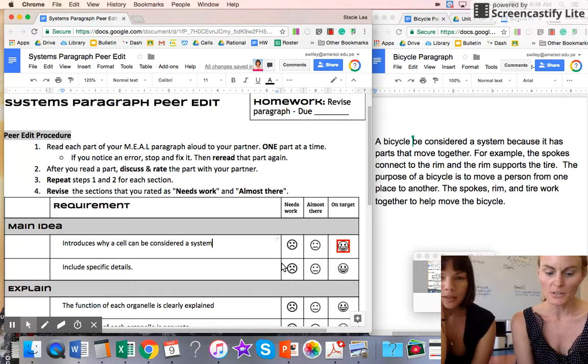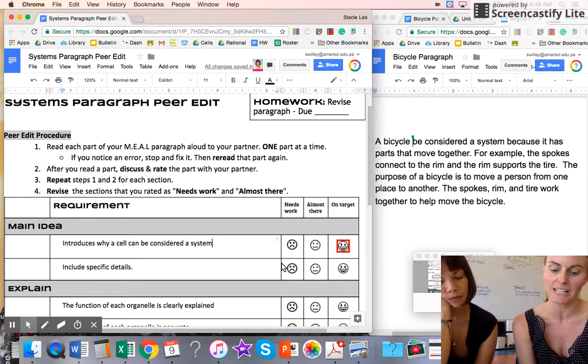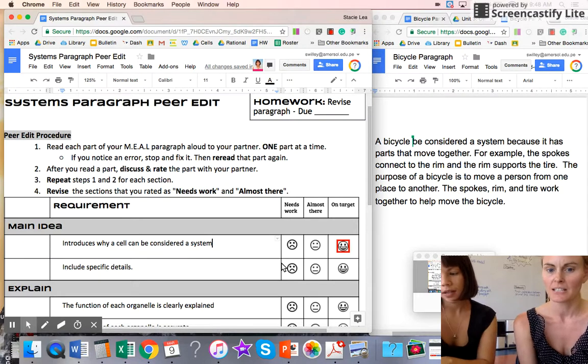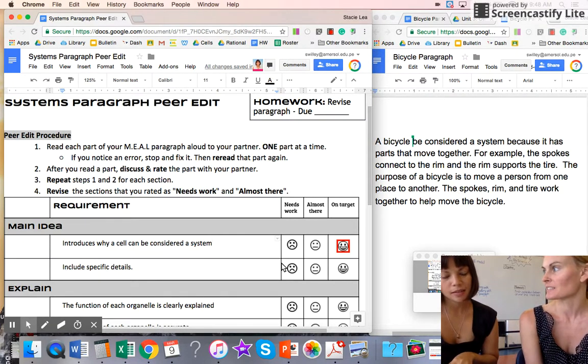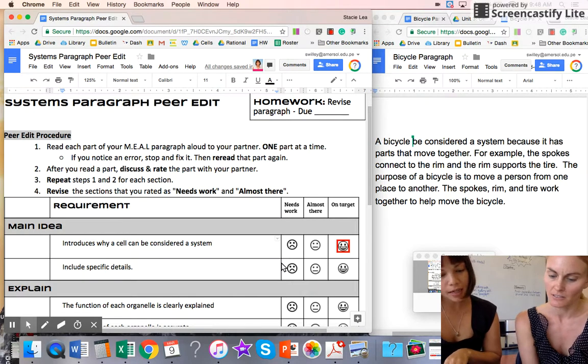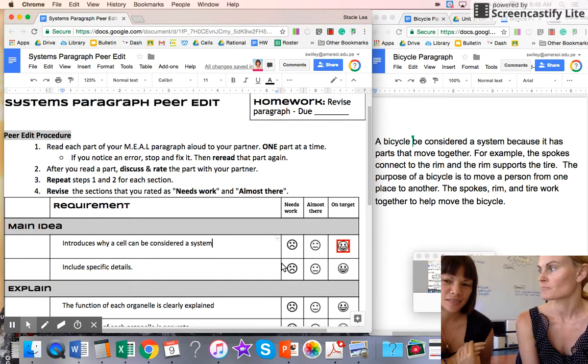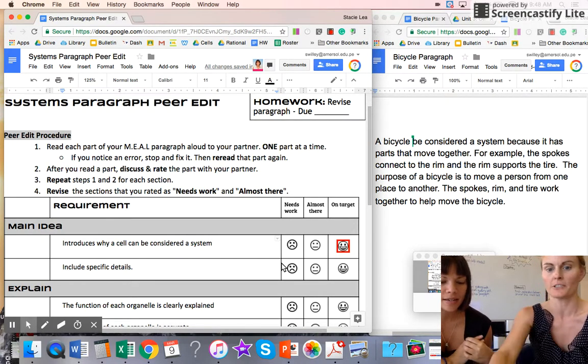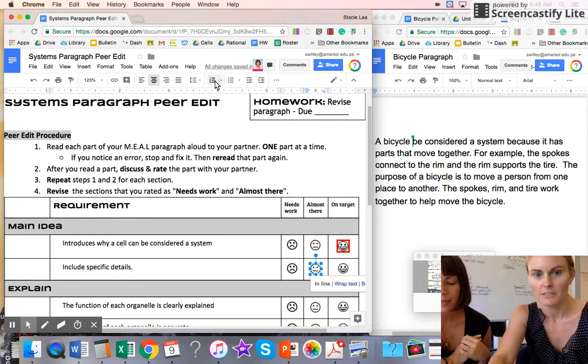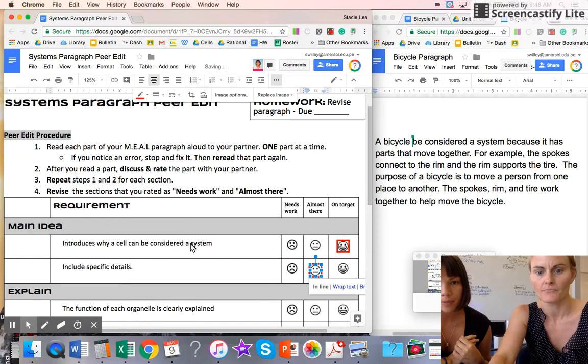Great. Okay, so then I also need to include specific detail, and I say because it has parts that move together. What do you think about that? I think it's a good start, but I think that one is almost there because, I mean, a tree's branches blowing in the wind might move together, but it's not really a system. Okay, so I need to explain that further. That needs more detail. The parts that move together, maybe you need more detail to explain what really makes that a system. So that one might be the middle one.